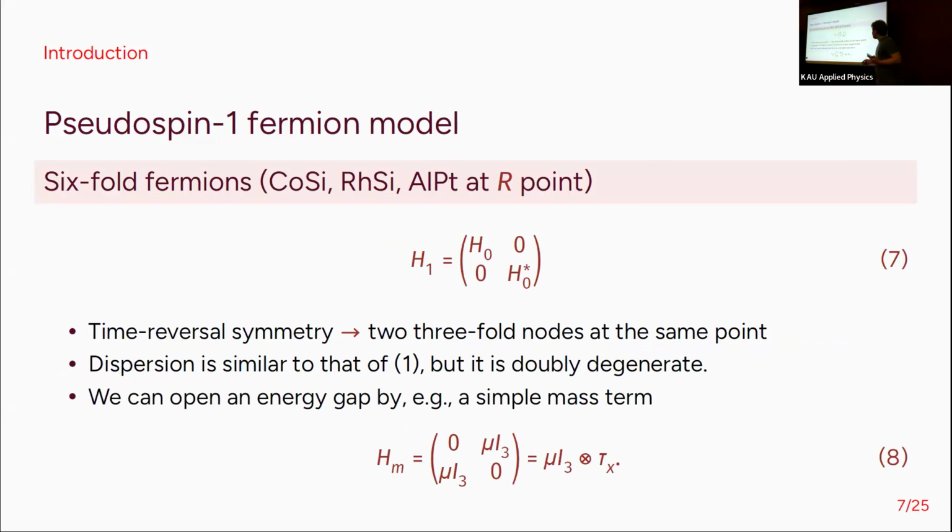Okay, and also we will investigate six-fold fermions. They are present in the same materials, cobalt silicide and rhodium silicide, but at the R point.